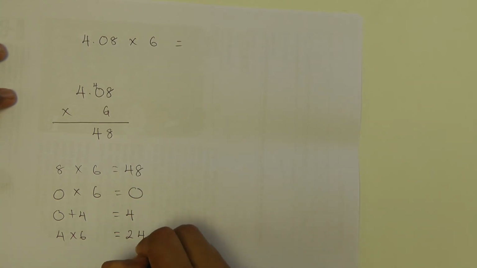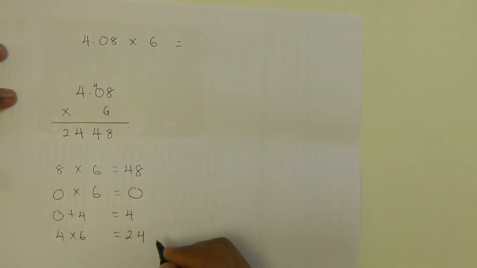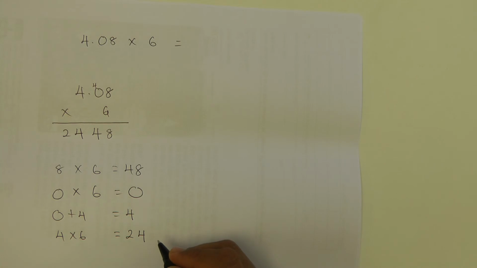I'm waiting for you. What is next? 4 times 6. 24. And since there's no number here, 24, I just write it here like that. And is this my final answer? Because I missed out one step. Do you know what I missed out?